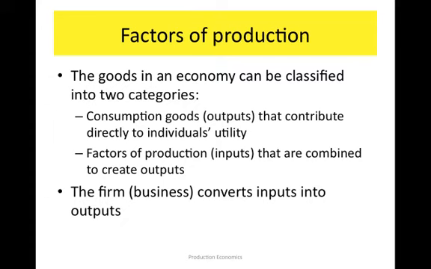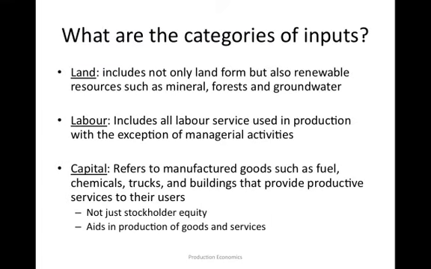And the role of the firm, or the farm in the case of this course, is to convert those inputs into outputs. Now, there are different categories of inputs that get used. We can distill this down into four broad categories. The first one is land, and this includes not only the land itself, but also other renewable resources that might be associated with that land, such as minerals, forests, and groundwater.